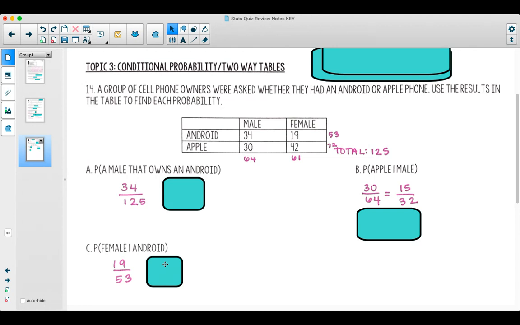So if there's any questions, please let me know. We'll do a little review before Tuesday's quiz, which will just be a Canvas quiz, and we'll go from there.